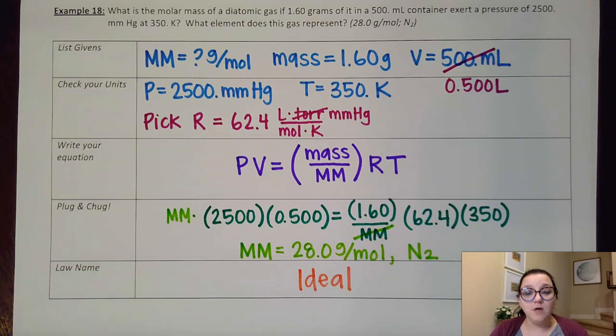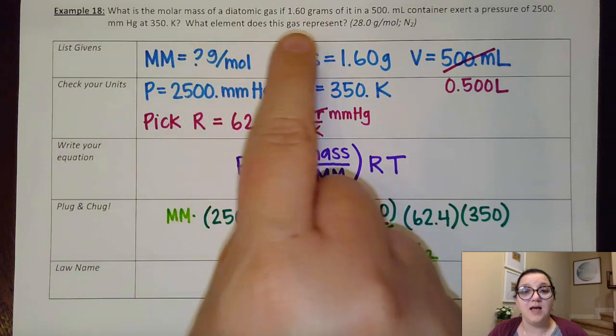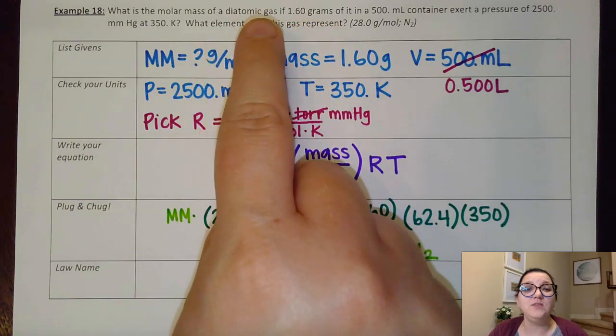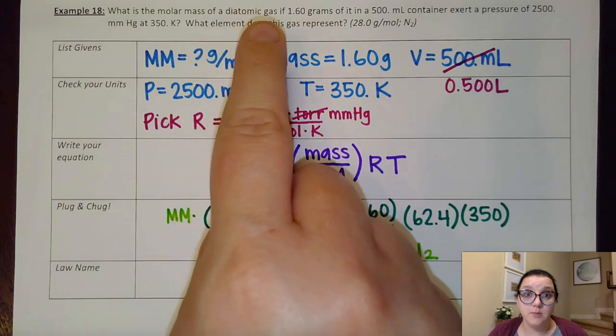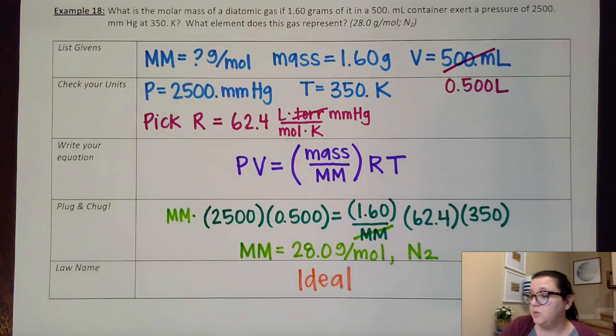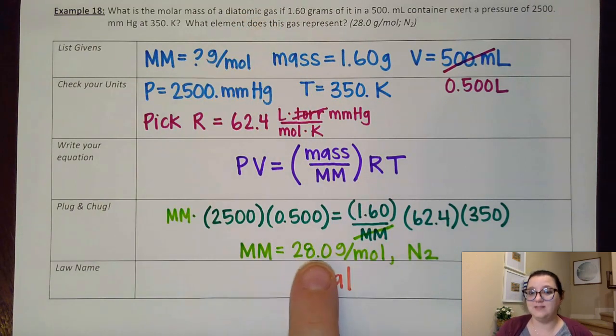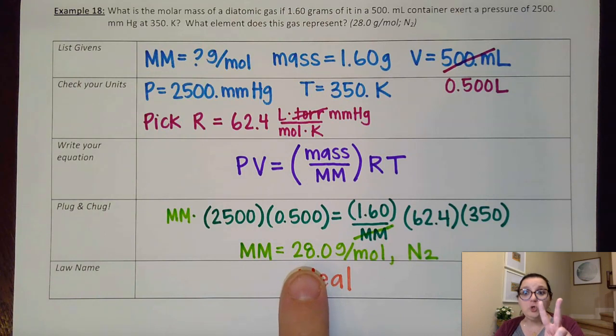Now, when you solve molar mass, you should have gotten 28.0 grams per mole. It asked a second piece to this question. It asked, what element does this gas represent? And it did tell you that this was a diatomic gas, which means when you got this molar mass, this was for 2 of that element together.